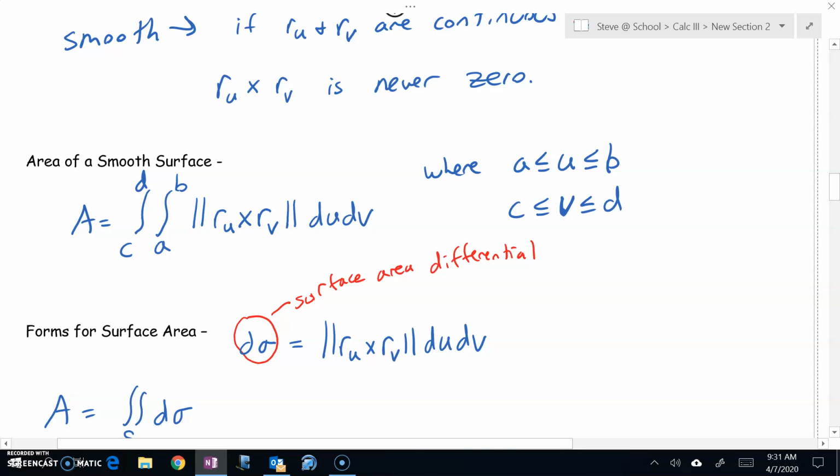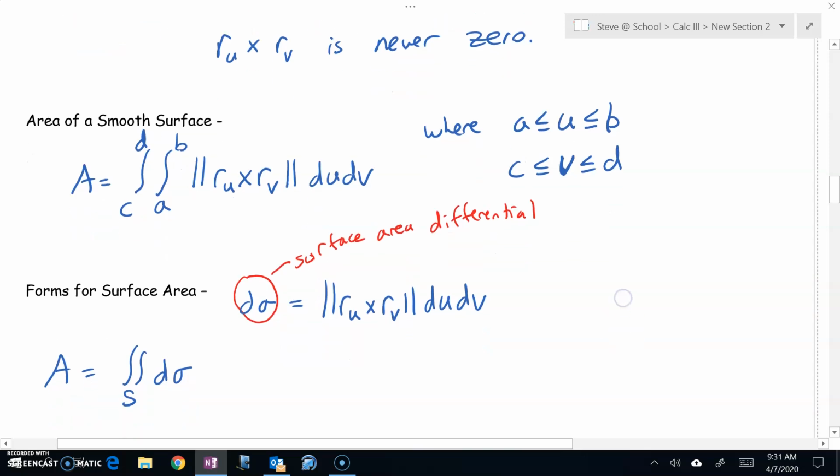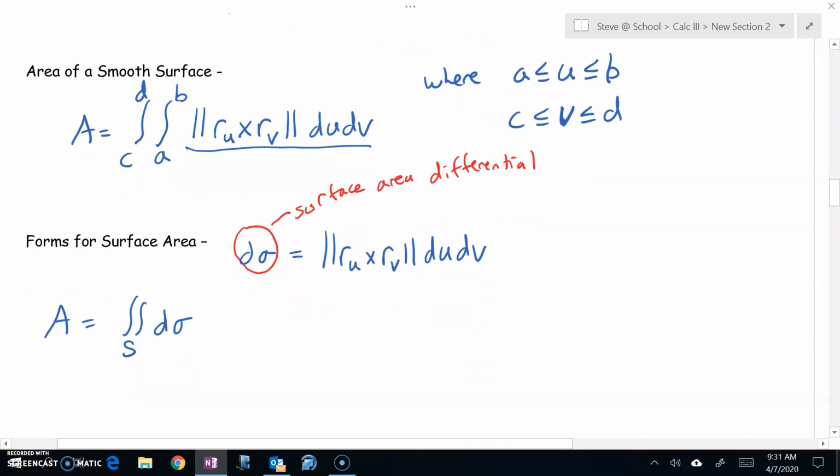So, forms of surface area. You're going to see d sigma. D sigma basically means the surface area differential, and in this case, it's this whole part of the surface area equation. So therefore, we can just sub that in and say, hey, the area of a surface is the double integral of just the surface area differential. Okay, and that's all you need to really know about that.